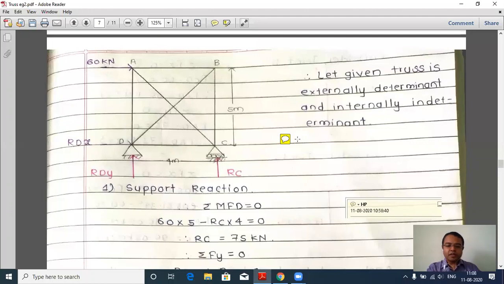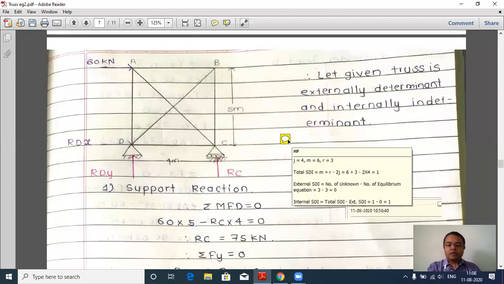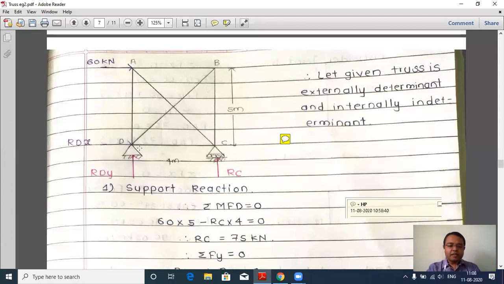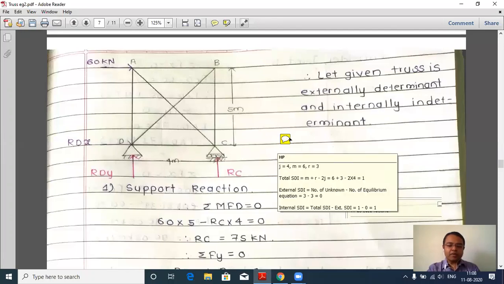So that's why here the number of joints is 4, the number of members is 6, and R comes out to be 3, as there is a provision of a hinge support and a roller support. For the hinge support, there exist two reactive components, perfectly vertical and perfectly horizontal. For the roller support, there is a single reactive component perpendicular to the plane. That's why 2 plus 1 comes out to be 3, that is, the number of reactive components R is 3. So now we have found the total SDI, which comes out to be 1.